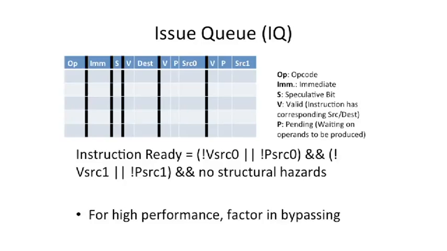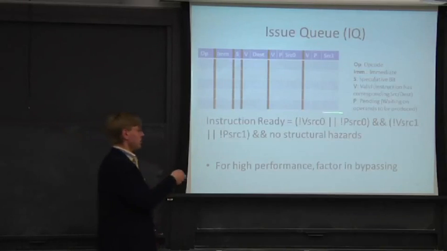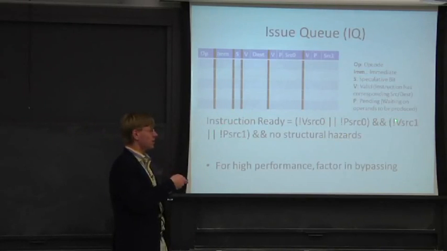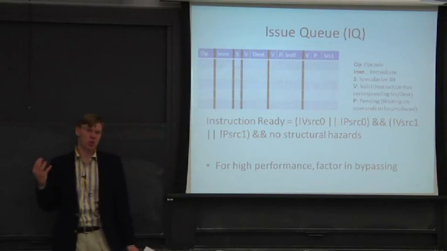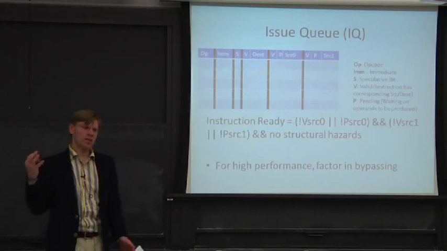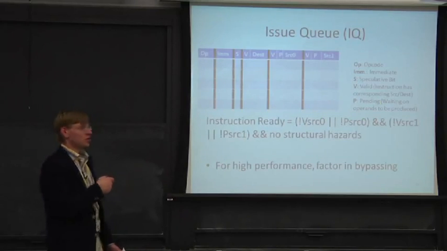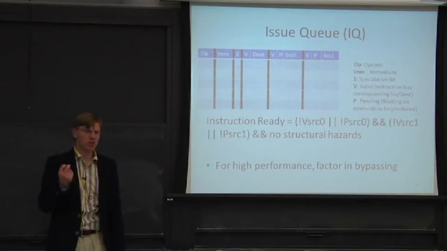The other thing is, if we want high performance, we probably don't want to have to wait for values to get to the end of the pipe. So in reality, this is going to get more complicated, because it's going to be these things plus information coming from the scoreboard, which says when a particular register identifier is ready, or when a particular register is ready.